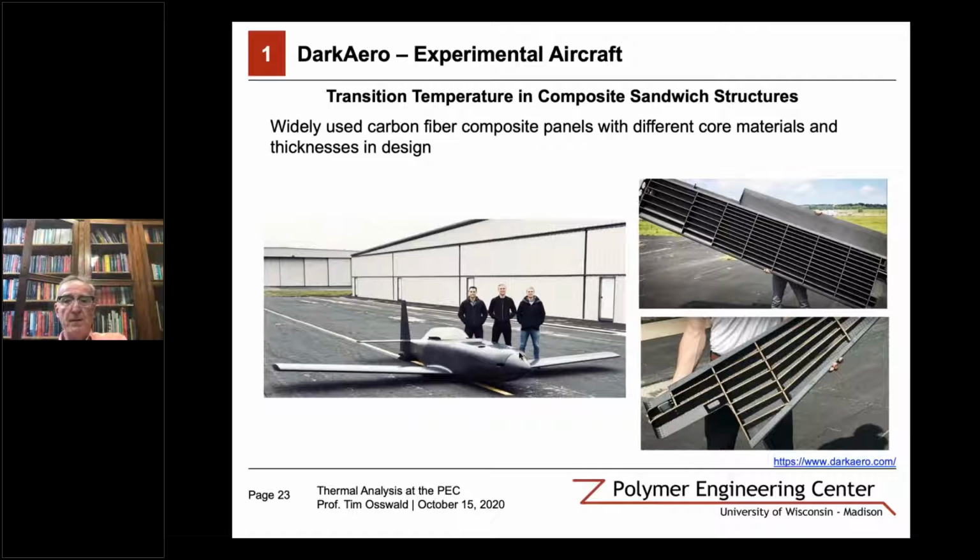Here we have the experimental aircraft. They're almost done. And for the experimental aircraft, they use a lot of sandwich structures. One of the issues they have is that some of the structures are under the hood, so they can heat up quite a bit. And so they wanted to know, well, what are the thermal properties? How is the strength of the part, the modulus of these sandwich structures, as a function of temperature, and then to decide which sandwich structure to use.